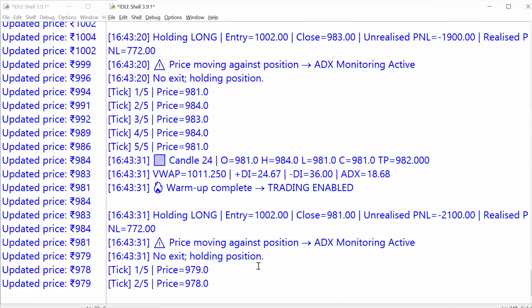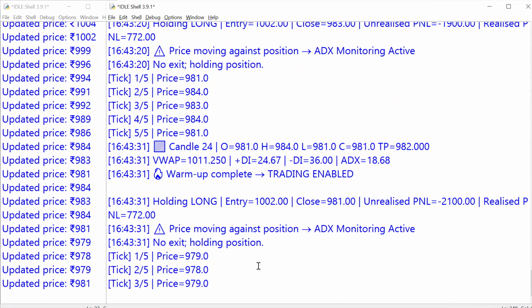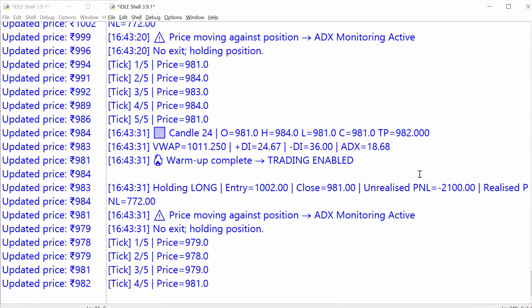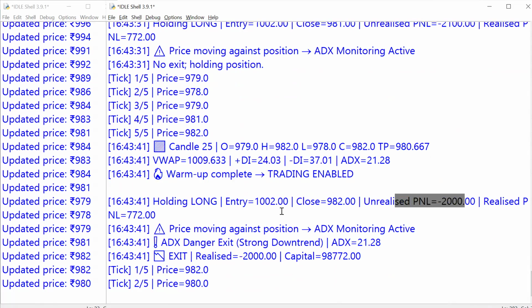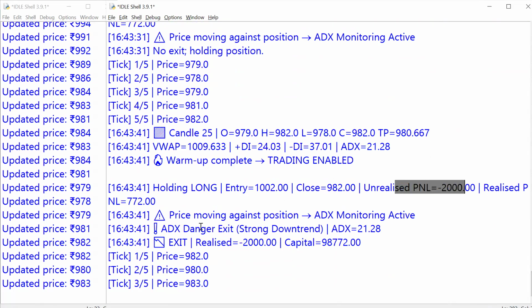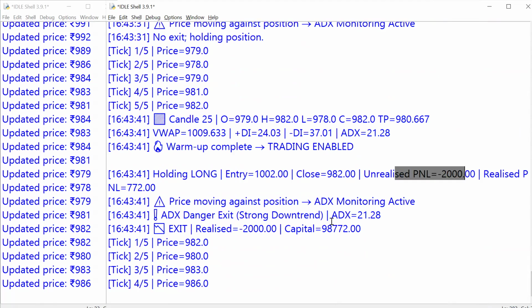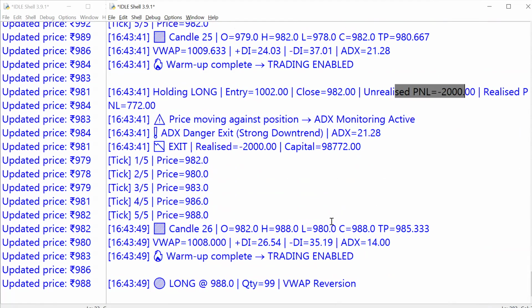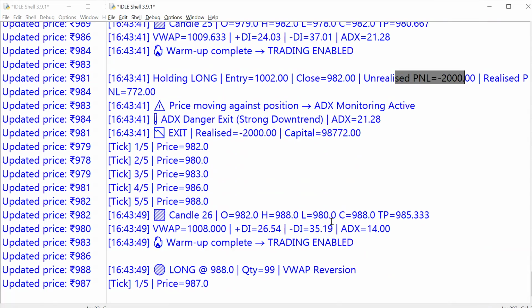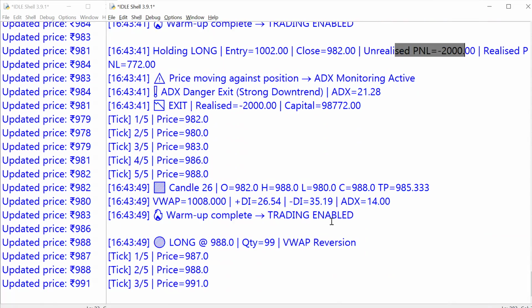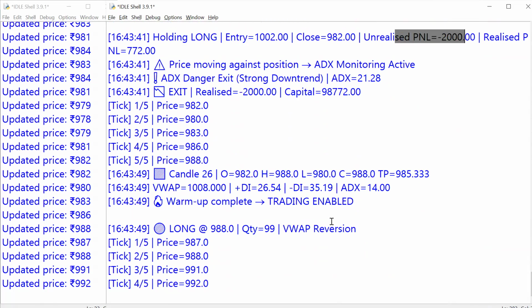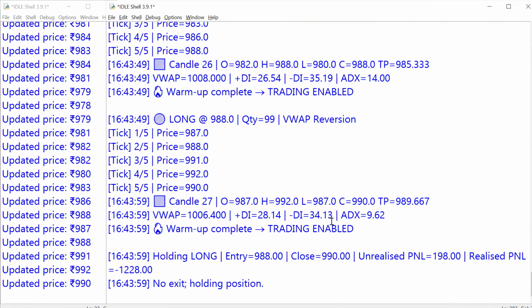ADX is monitoring that the loss should not be more than a certain value. Unrealized loss, we have almost 2000 rupees. ADX says, okay, you are in complete danger. I have to book the loss because the VWAP position was not correct. The VWAP has again taken the long position. Now ADX is not monitoring. ADX has booked the loss.